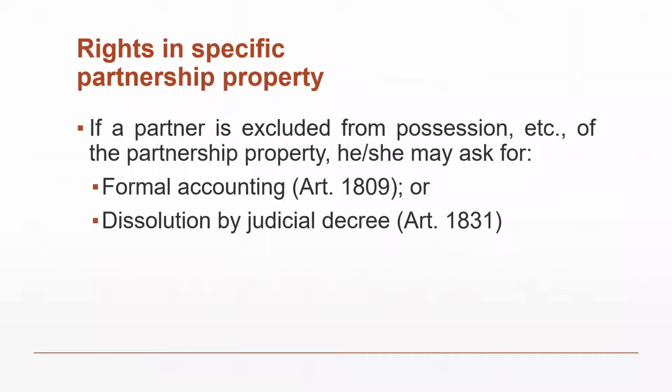Now, of course, if a partner is excluded from possession, etc., of the partnership property, for whatever reason, may hindi pinapagamit na property yung mga co-partners. Sabihin natin ito. Merong talyer business. So car repair shop, car wash, car tuning, car customization na business si partners A, B, C, and D.